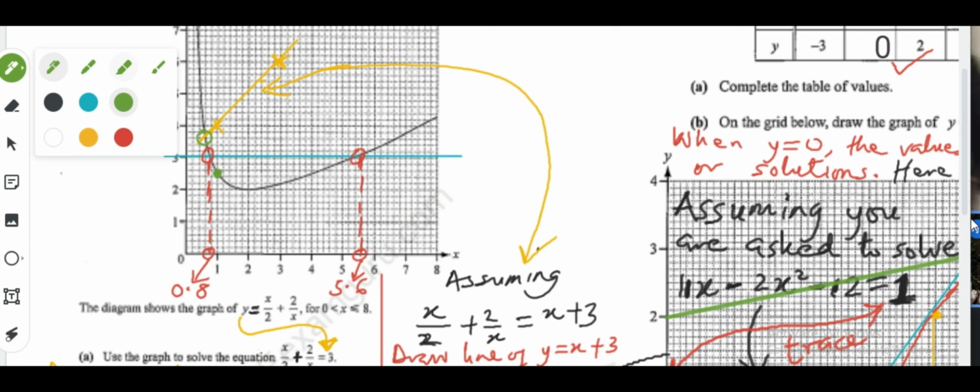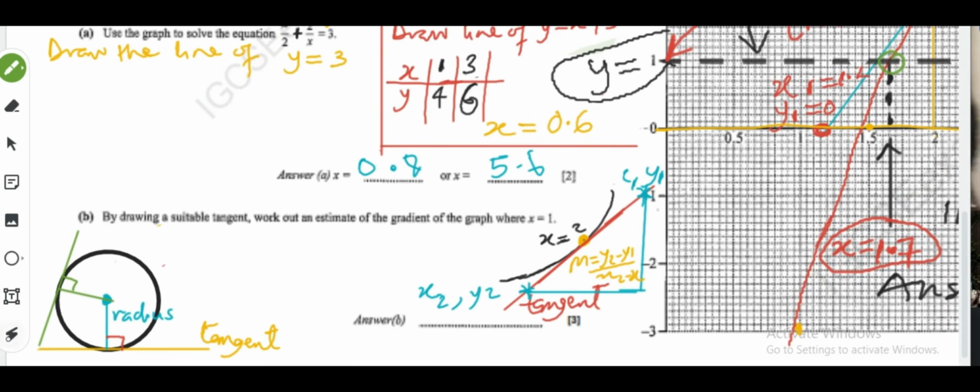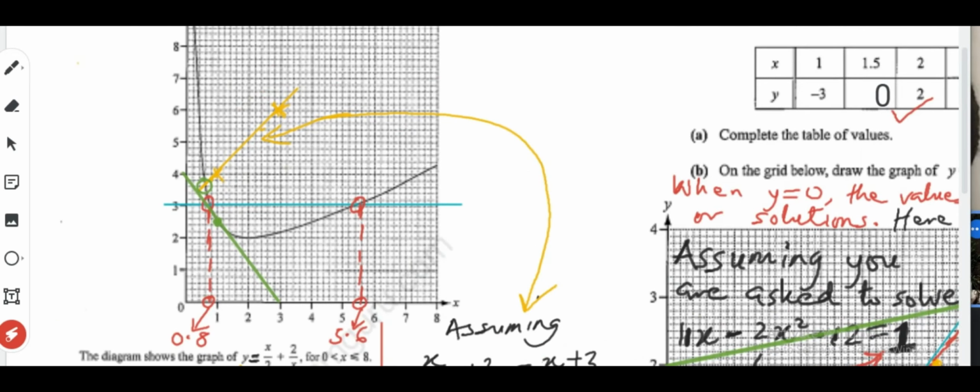What color can I use now? Let me still use the green marker and draw a tangent at that position. Something like this. Did you see that? Yeah. That's a tangent. And they say we should find what? The gradient. How do you find the gradient of the line you just drew? Remember, the tangent will be at x equal to 1, this point. So find the gradient of this line we just drew.